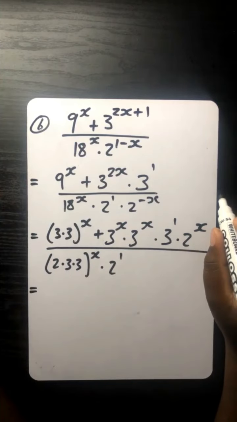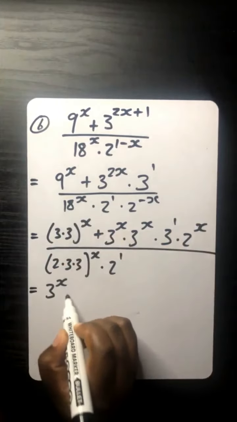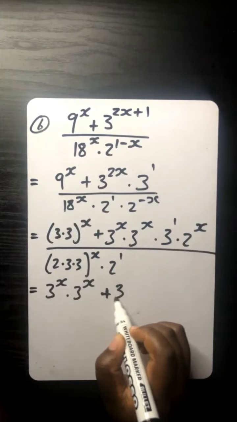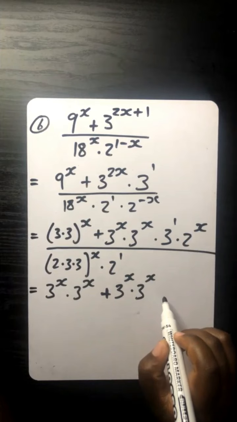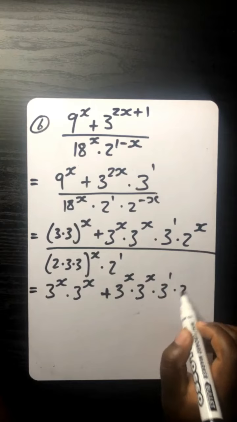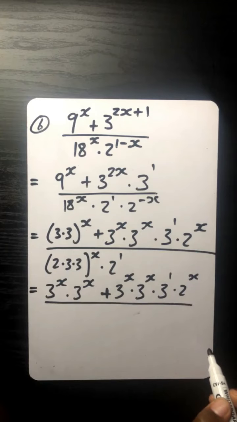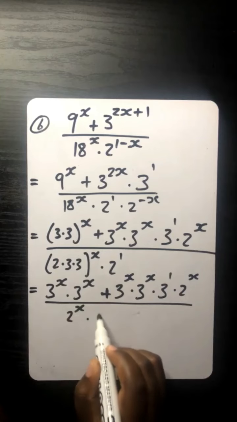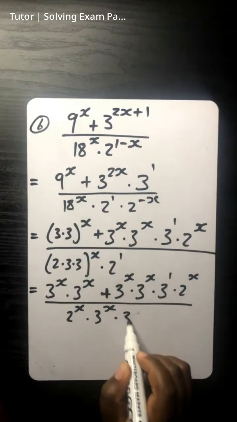Yes, sir. Okay, so the following step is to work out the exponents, which means we've got 3 to the exponent x plus 3 to the exponent x multiplied by 3 to the exponent x multiplied by, I can just write, that invisible 1 over there to the exponent x, the whole of that, divided by 2 to the exponent x times 3 to the exponent x times 3 to the exponent x. Then I've got times 2 to the exponent 1 over there.